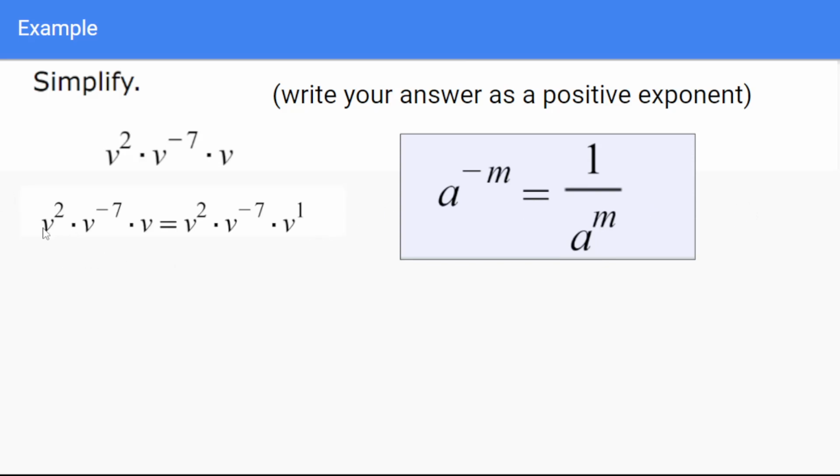So v to the second times v to the negative 7th times v. Everything's the same, right? The only difference is we're going to remember that v is the same thing as v to the first power. Next, you just add those exponents and you get v to the negative 4th. But remember, we can't express it like this. We have to express it as an inverse. So it's 1 over v to the 4th. Again, if you don't express it like this, it will be incorrect.